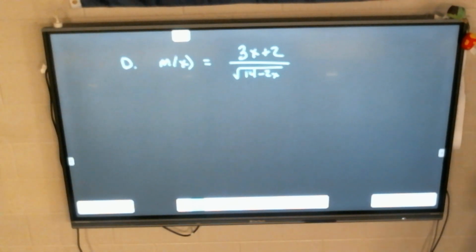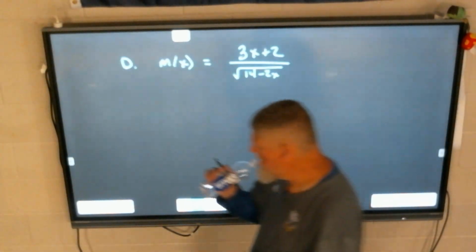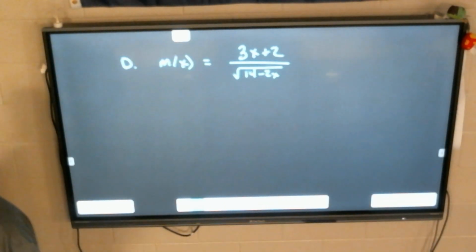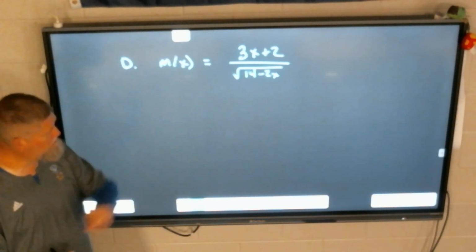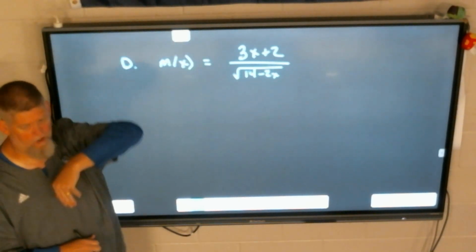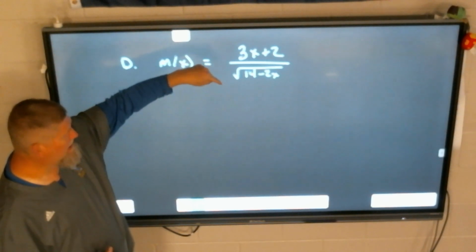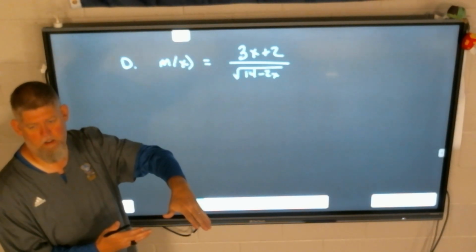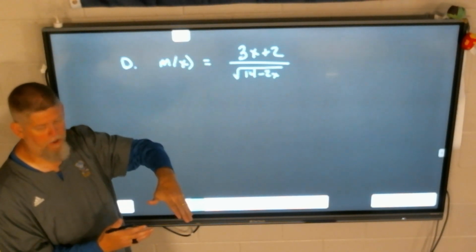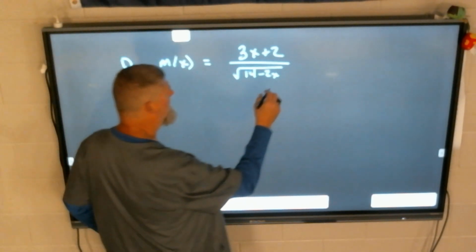Is that a 14? Yes, 14 minus 2x. And you want us to solve? Well, I want you to find the domain. Now let's think about this for just a moment. We're putting two things together, right? I'm putting rationals and I'm putting radicals. So because it's on the bottom, 14 minus 2x, what's the rule? What do I know about that? The x can't be negative.